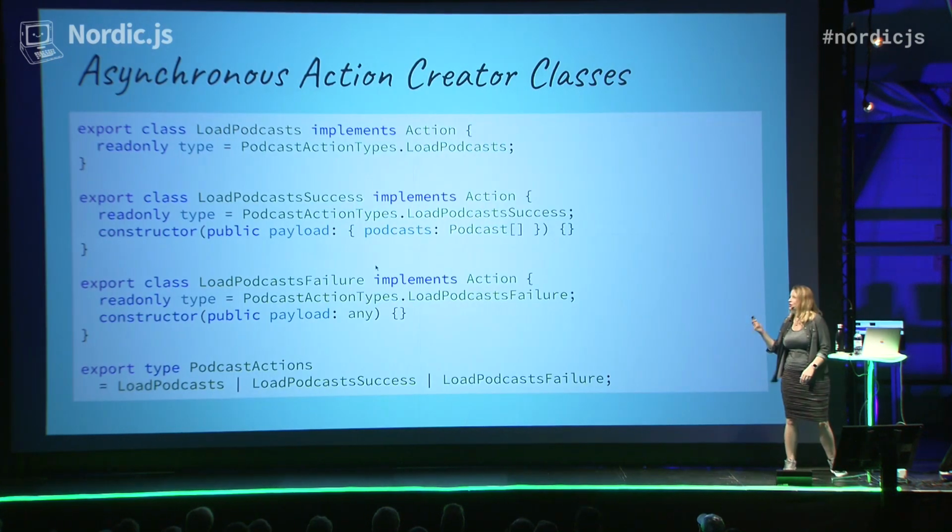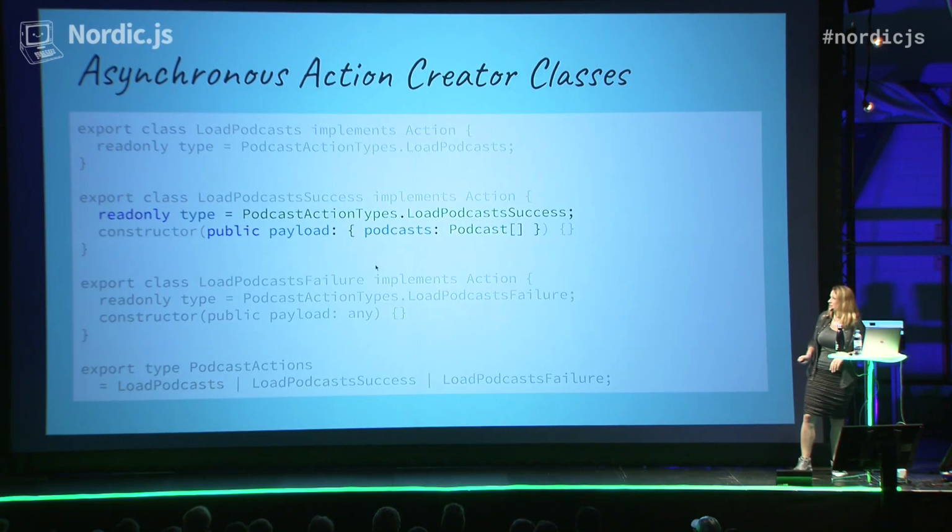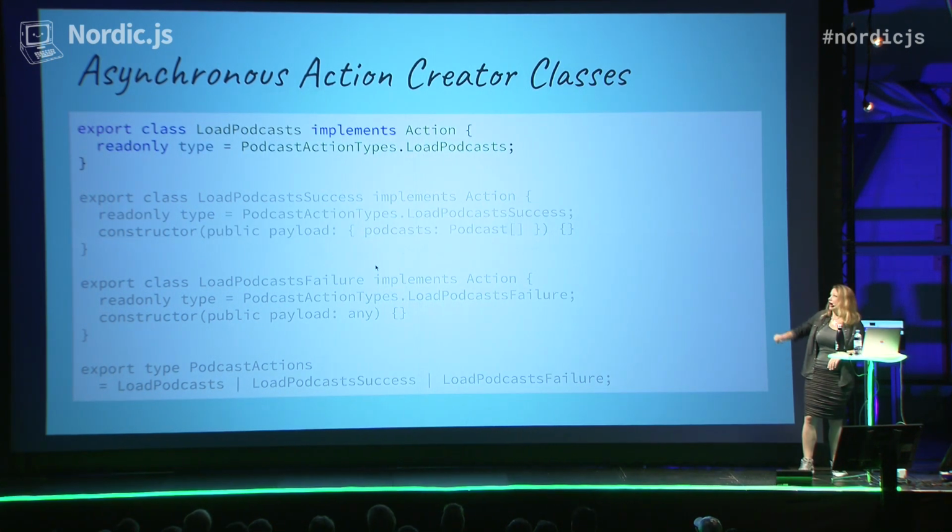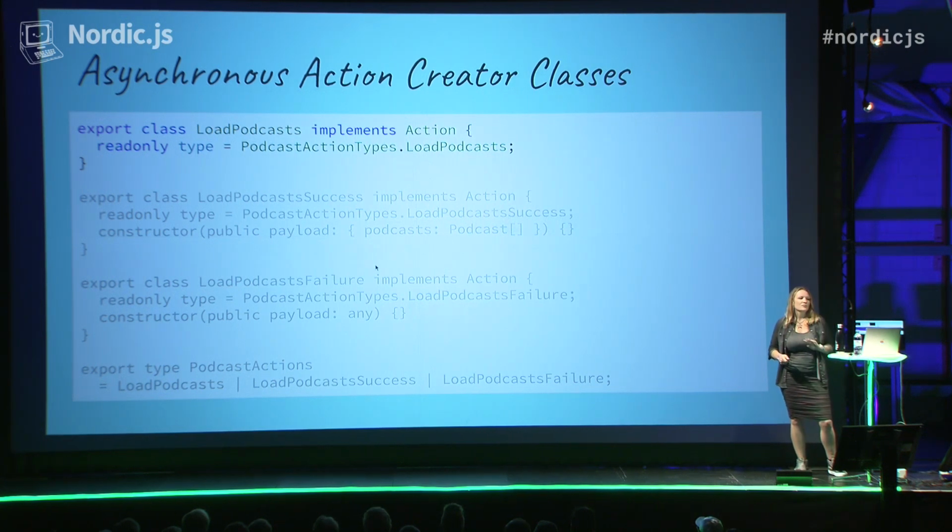So back to our action creators then. An action consists of a type and usually has a payload. At the top, we've got load podcasts. That's just the request for loading the collection. We'll instantiate and dispatch that action to get our podcast records loaded.